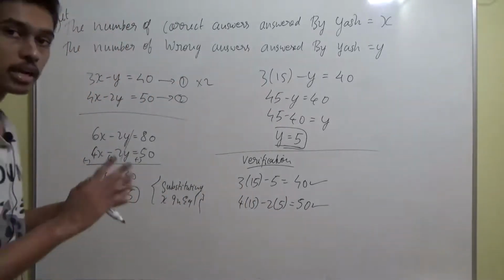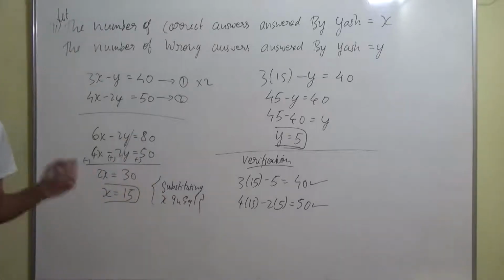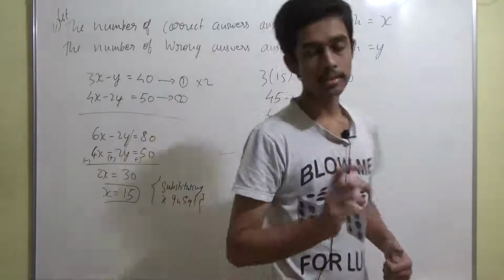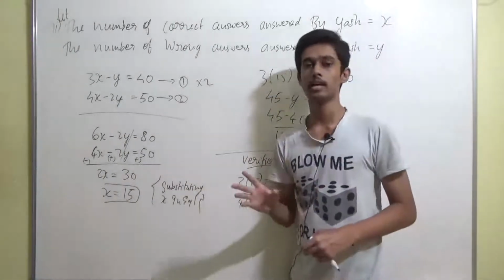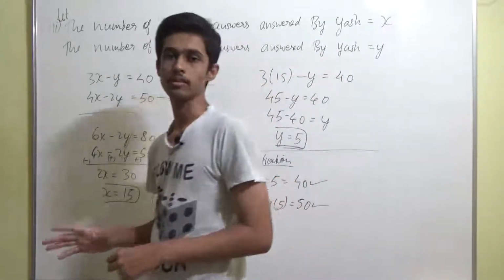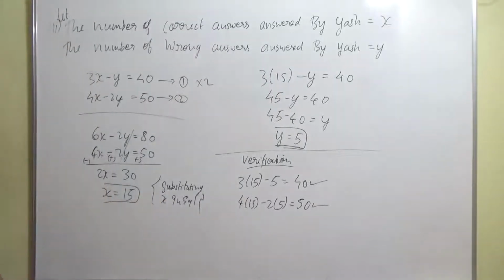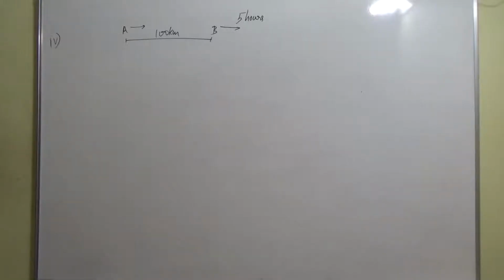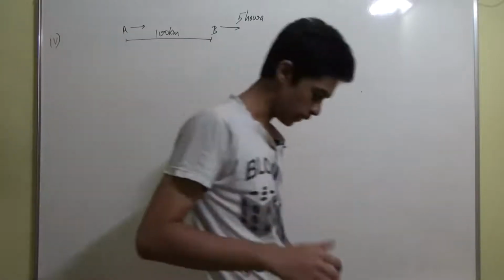Now after verification, finally you can conclude that Yash has answered 15 questions correct and has answered 5 questions wrong. That's it, guys. This will be the conclusion. Now I'll move aside. You can take the screenshot. After this, let's go to the fourth sub question. So guys, now let's go to the fourth sub question, right?